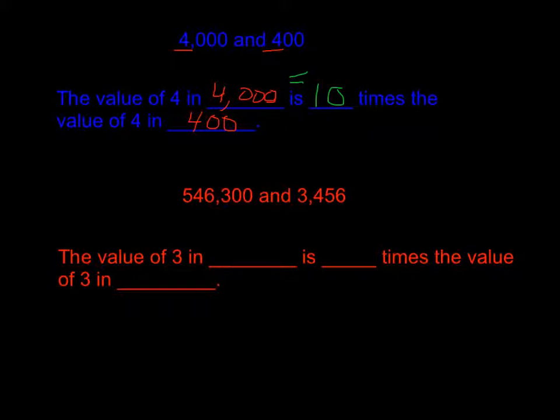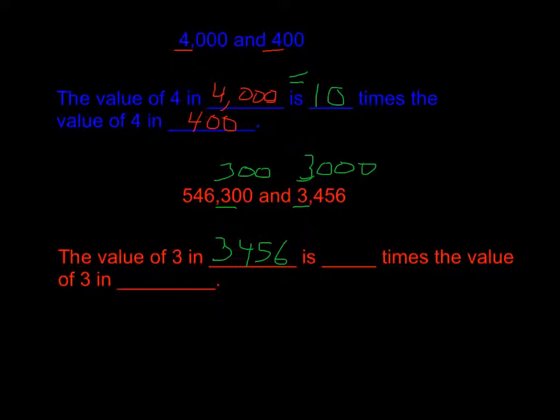If we look at our second one here, we have the numbers 546,300 and 3,456. First thing, we're looking at the value of 3. So we're going to underline the digit 3, so I know which one I'm talking about. Now we want to take our highest value of that digit. Here we have 300. And on this other one we have 3,000. So 3,000 is more than 300. So we're going to take the number with the highest value of the 3 in it. And so our 3,456 is going to go on the line there.